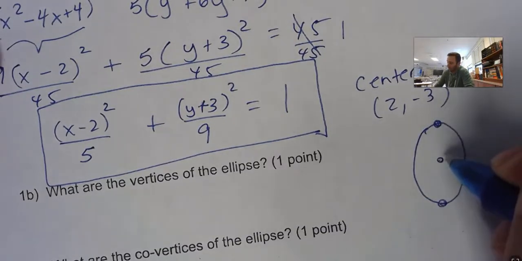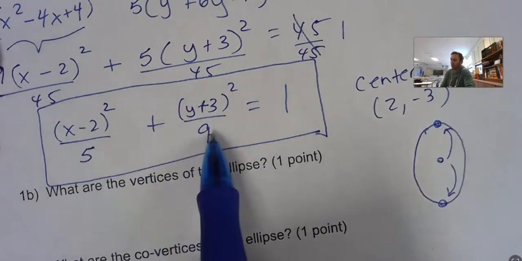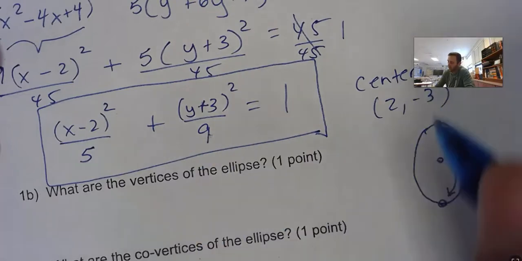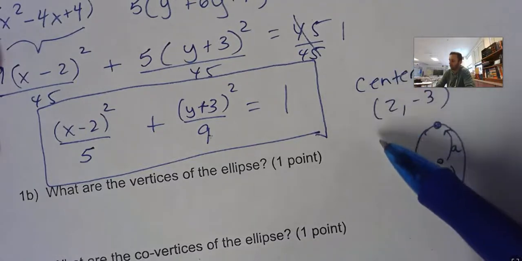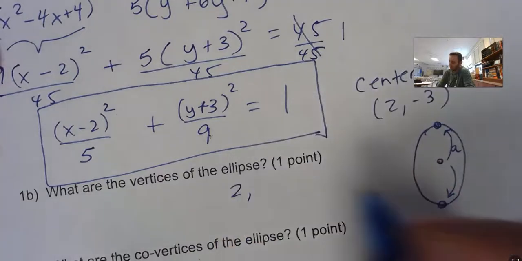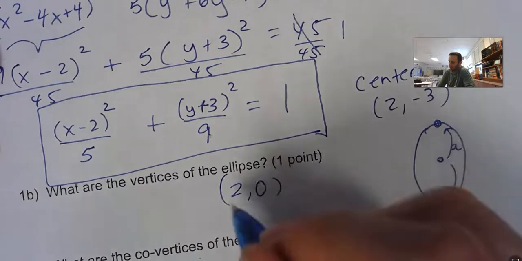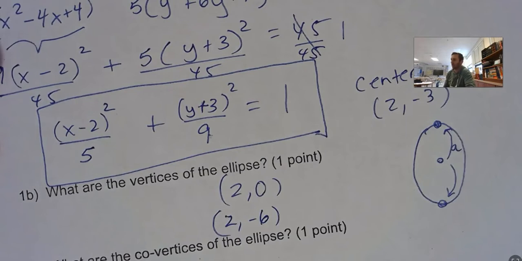The vertices, remember, are how much you go up or down from the center. That's always represented by this number, but the square root. This is a squared, whereas I only need what a is. So I know I go up and down 3. If I go up and down 3 and I start at 2, negative 3, going up 3 would be at 2, 0. Going down 3 would be at 2, negative 6. And there are our 2 answers for our vertices.